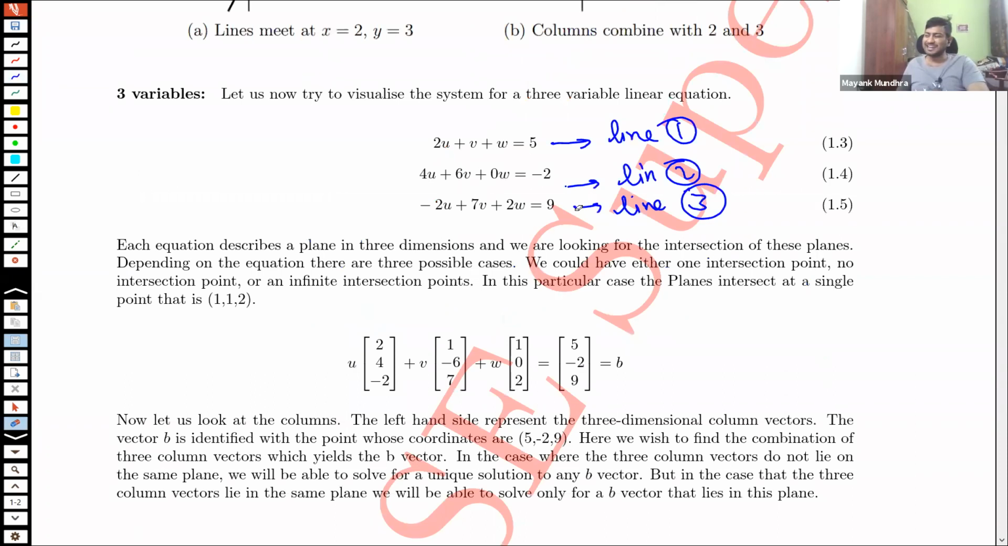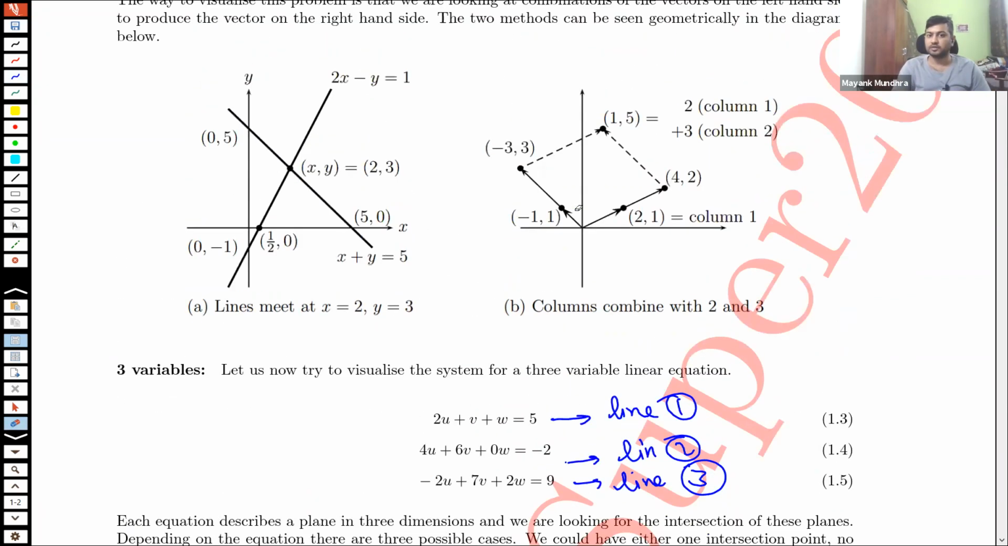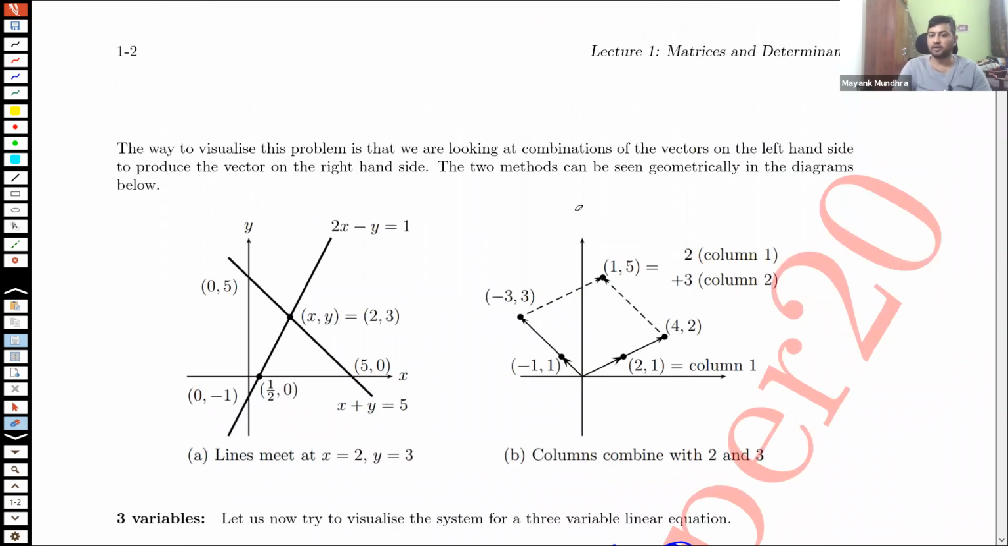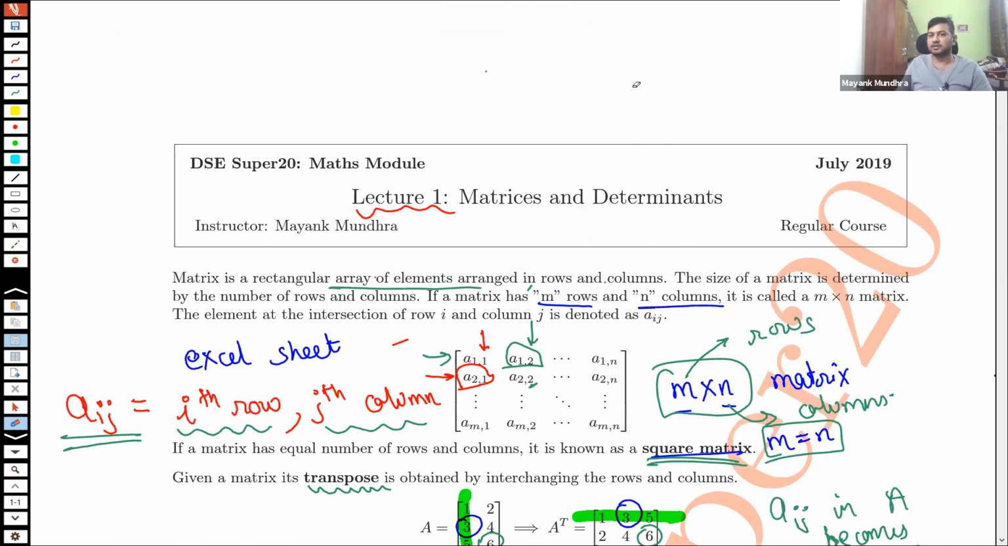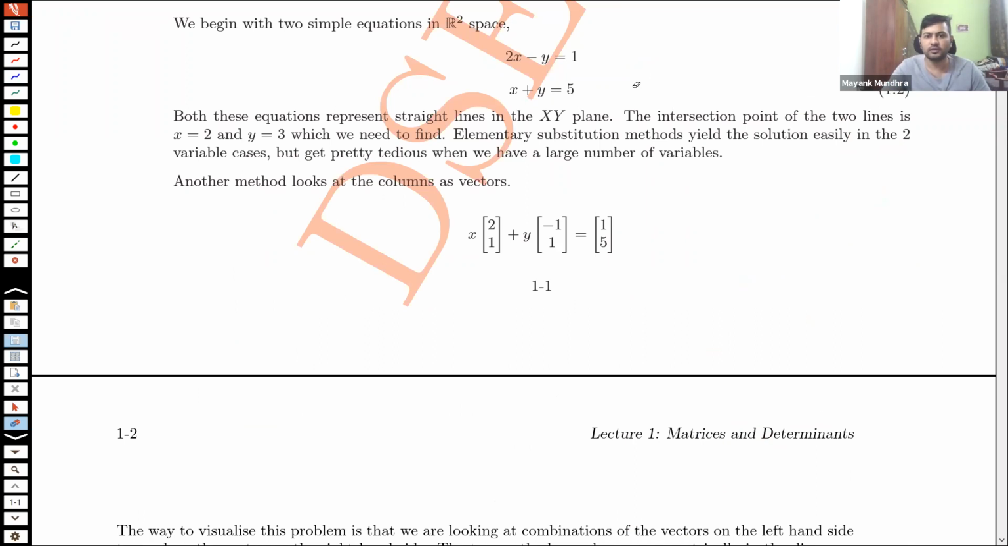Okay, so you have 10 different lines in 10 dimensions and you are trying to find how they intersect. That's the visualization part for multivariable, multi-dimensional things, more than 2 dimensional basically. Now, another visualization is to start looking at these things as column vectors. So stop looking at these as lines and write them in this format.